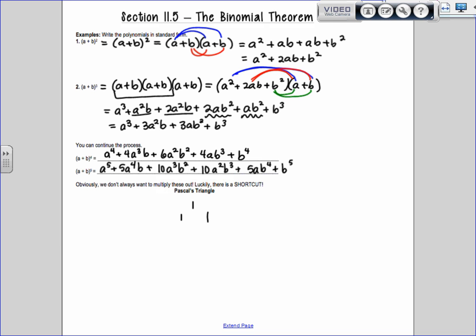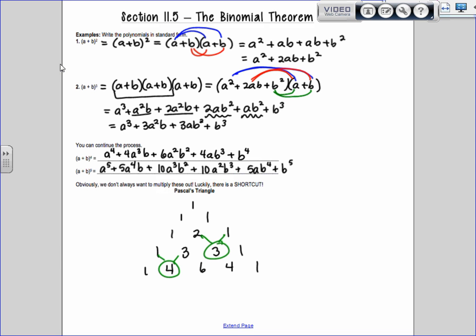1, 1, 1. So I start with a triangle of ones. 1, 2, 1. 1, 3, 3, 1. 1, 4, 6, 4, 1. Do you see the pattern? Every number that I'm writing is the sum of the two numbers above it. So when I talk about this number right here, 4, it is the sum of 1 and 3. If I have 3 here, it's the sum of 2 and 1.